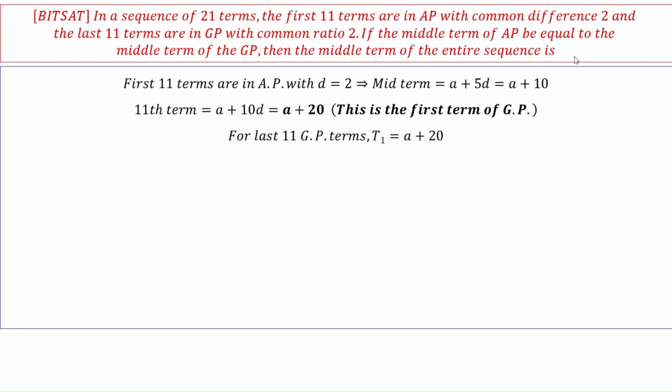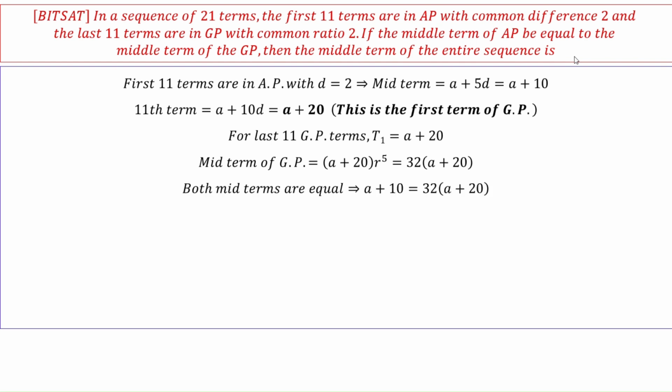For the last 11 GP terms, T1 is equal to a plus 20, and the middle term is nothing but a plus 20 times r to the power of 5, r is 2, so 32 into a plus 20. Both middle terms are equal, that's what they mentioned. So a plus 10 equals 32 into a plus 20. You simplify it, you get a equal to minus 630 by 31.